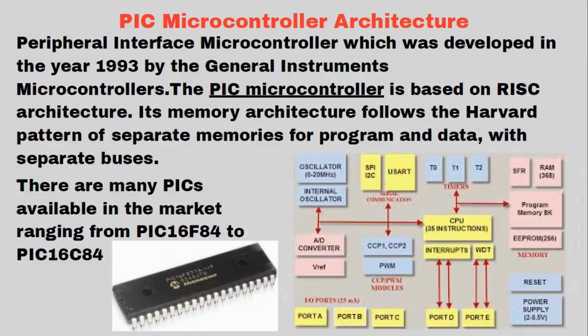The pattern has separate memories for program and data, with separate buses, so the bus lines will be separate. In the picture, I have shown you the PIC microcontroller diagram. Here is the chip, starting with the number PIC16F84 or different types of series available in the market. These chips are made by the Microchip company, and the architecture is shown here. You can study these details; we'll only discuss point to point in this video series.